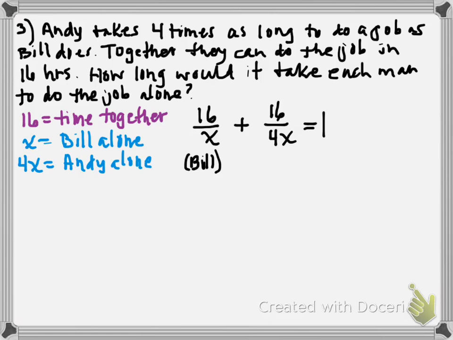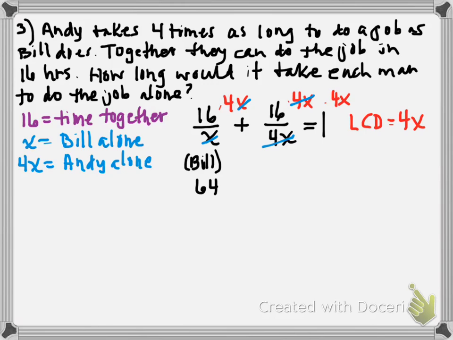Now again, you could reduce that fraction making it 4 over x, and then x would be your LCD, and you'd solve it from there. But let's just do it without reducing, okay? And we would have 4x would be the LCD. So we're going to multiply everything by 4x. So x cancels with x, 4x cancels with 4x. Leaving me with 16 times 4 is 64.